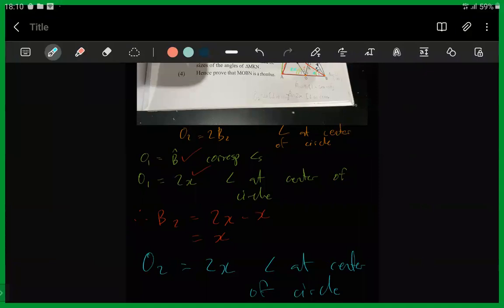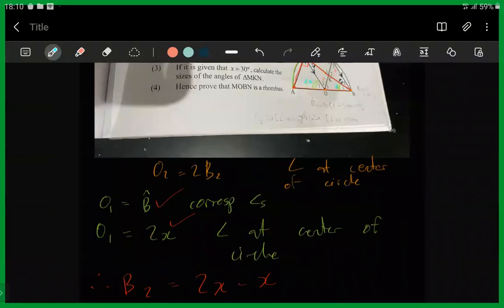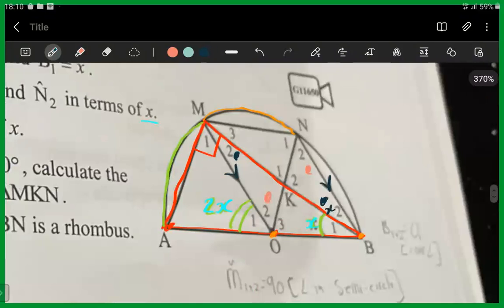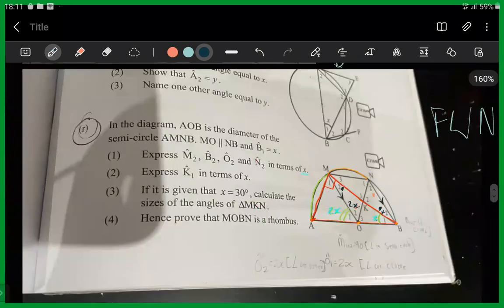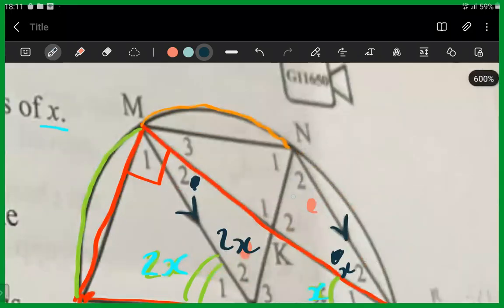Now that we have told them that O2 is also equal to 2x, we can tell them that O2 is equal to N2. And what's the reason? O2 is equal to N2.